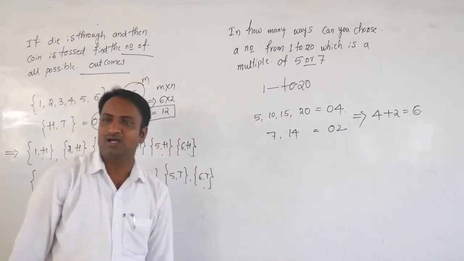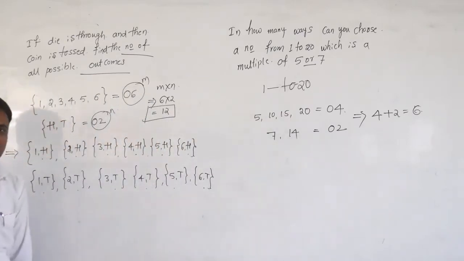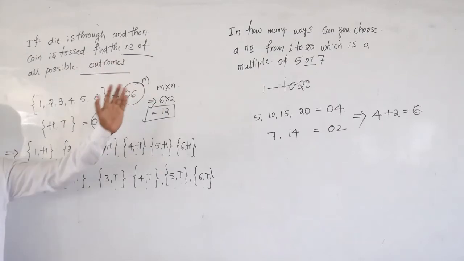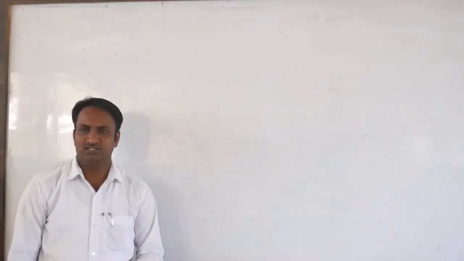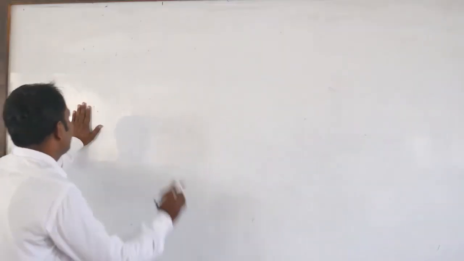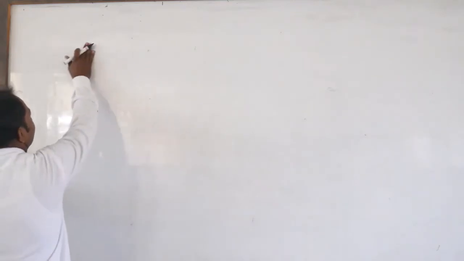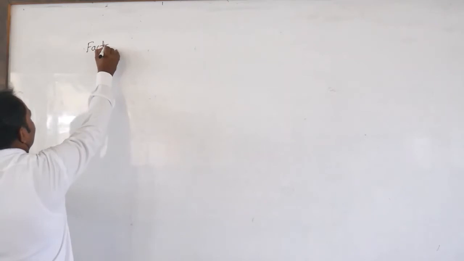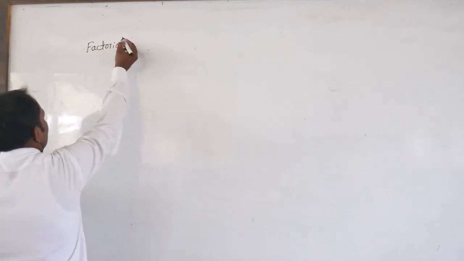These two are the examples for the fundamental principle of counting for the multiplicative process as well as the additive process. Next concept is factorial notation.